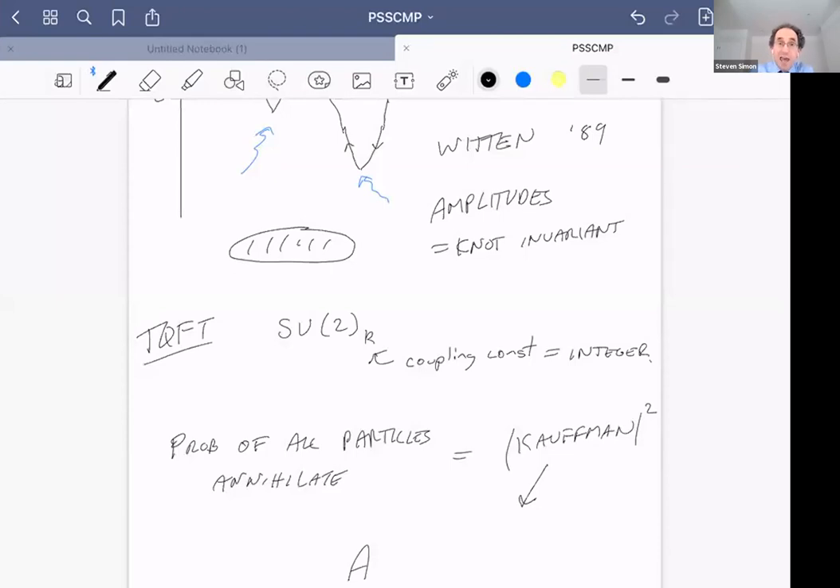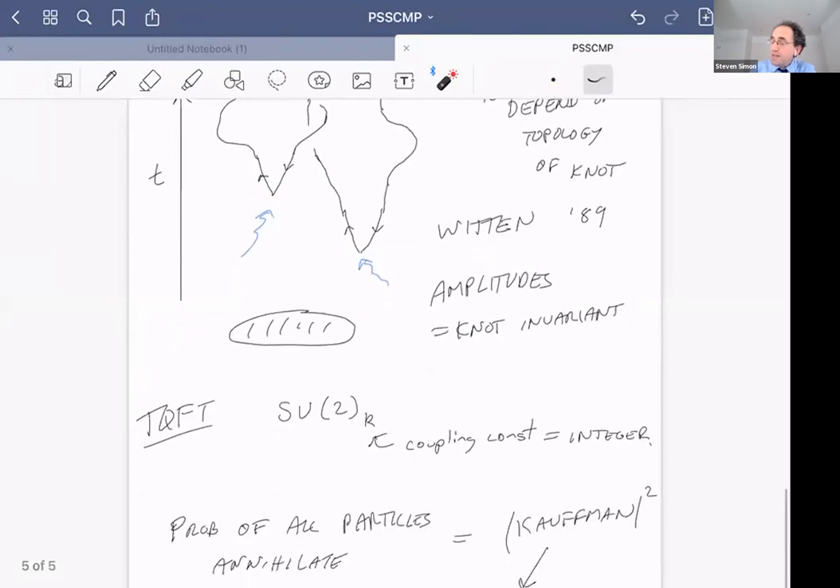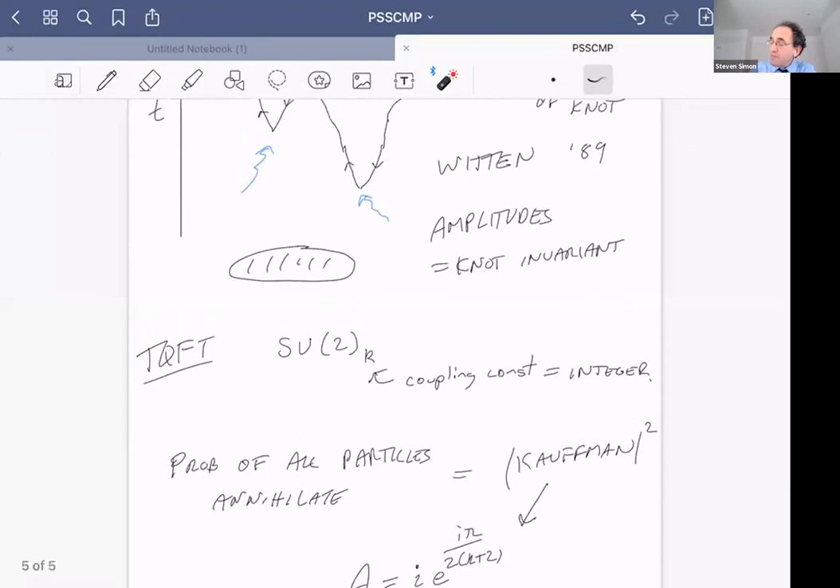But in order to evaluate the Kauffman invariant, you need to pick a value of this constant A, the thing that we called the A number, and the correct value to choose is i times e to the i pi over 2 times (k plus 2), with k being the same as that k integer here. So if you have a TQFT of this type and you move your particles around to form some knot and you want to know the probability of all the particles annihilating back to the vacuum, you simply calculate the Kauffman invariant, you plug in this value of A, and you have your answer.